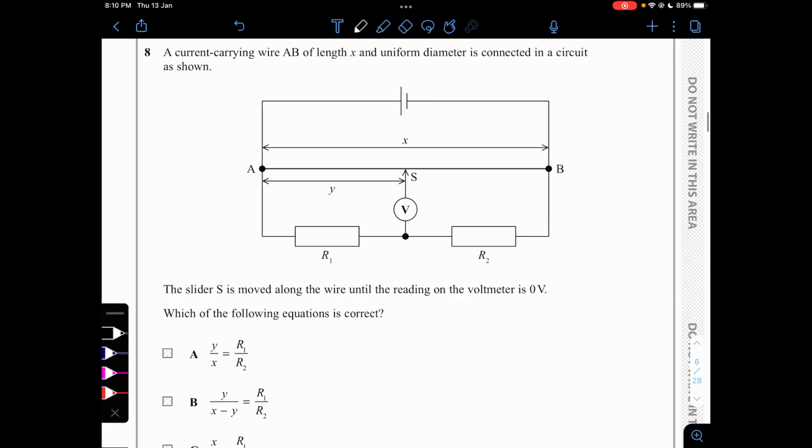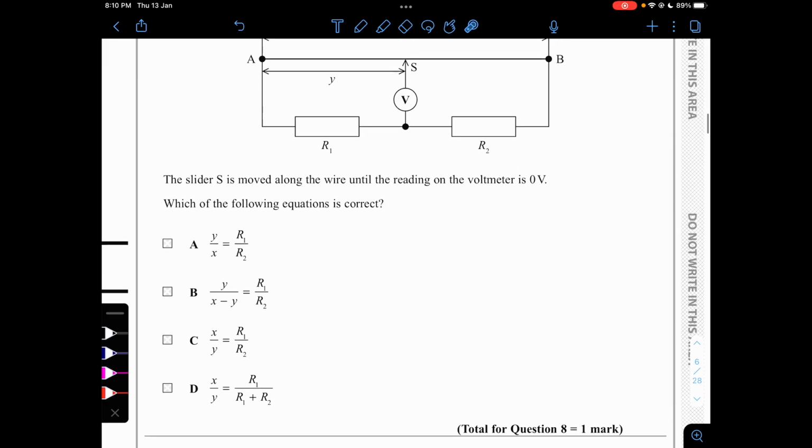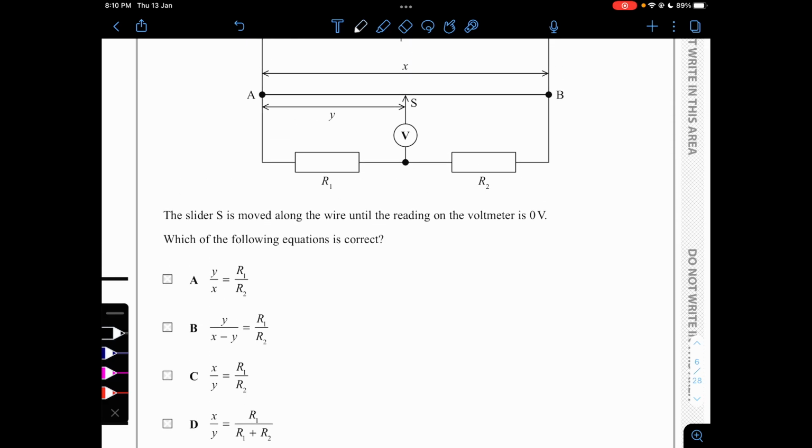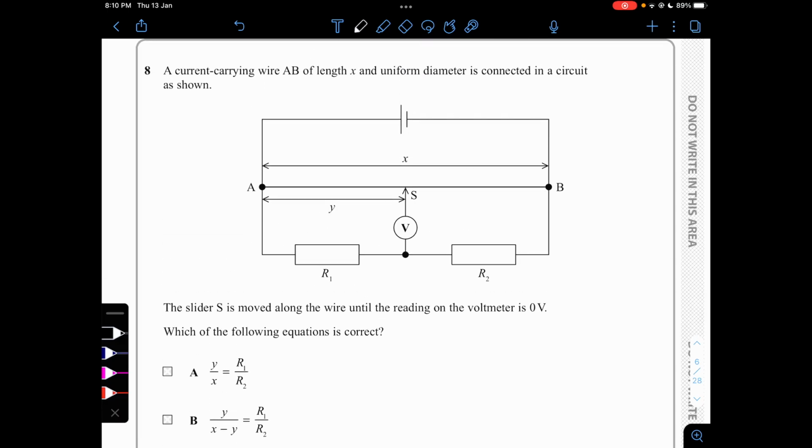So we have a current carrying wire AB of length X and uniform diameter, connected in a circuit as shown. The slider S is moved along the wire until the reading on the voltmeter is 0. Which of the following equations is correct? They give you a bunch of equations. What are you trying to find here? The distance A to S will be proportional to the distance S to B, so there'll be a ratio.